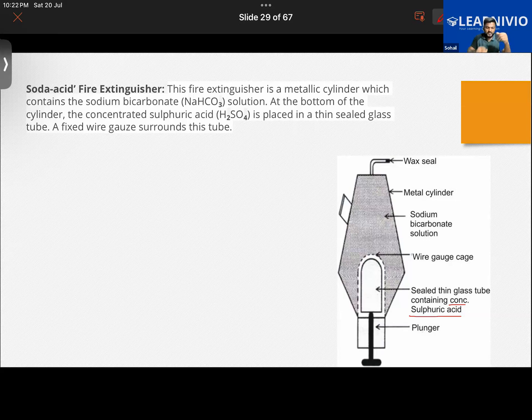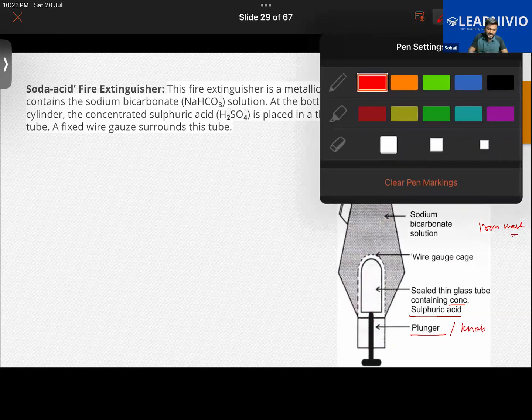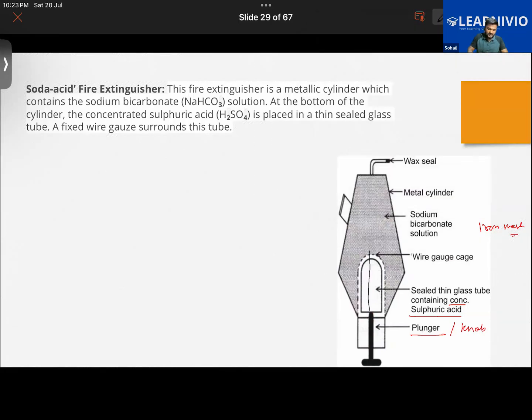Furthermore, it has been held via a wire gauze also. Like there's a mesh, you understand, the iron mesh. What is an iron mesh? Yes, Aisha? So it is being held here in position via a wire gauze that is holding it in its place. Now, when the whole cylinder is inverted, and when the knob, this plunger, is struck, the knob will go inside and break the glass. Try to understand what I'm saying.